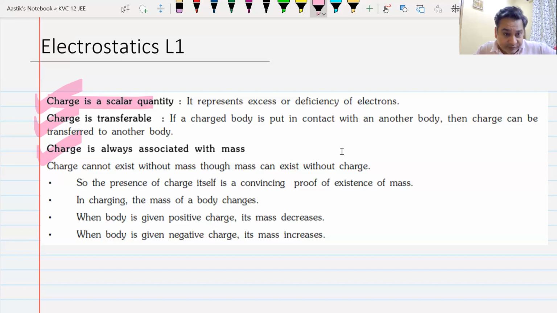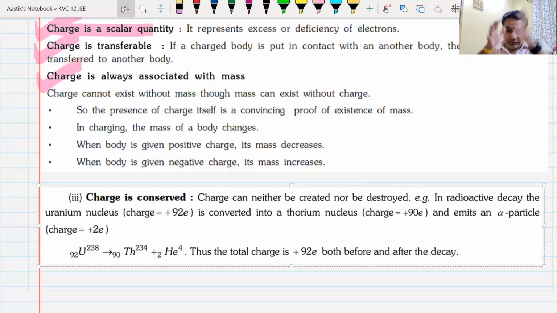Charge is conserved. You can create charges, you can destroy charges, but charge is always conserved. What do you mean by creating charges? When you say you are creating a charge, what it basically means is you are creating an imbalance of what? You are creating an imbalance.